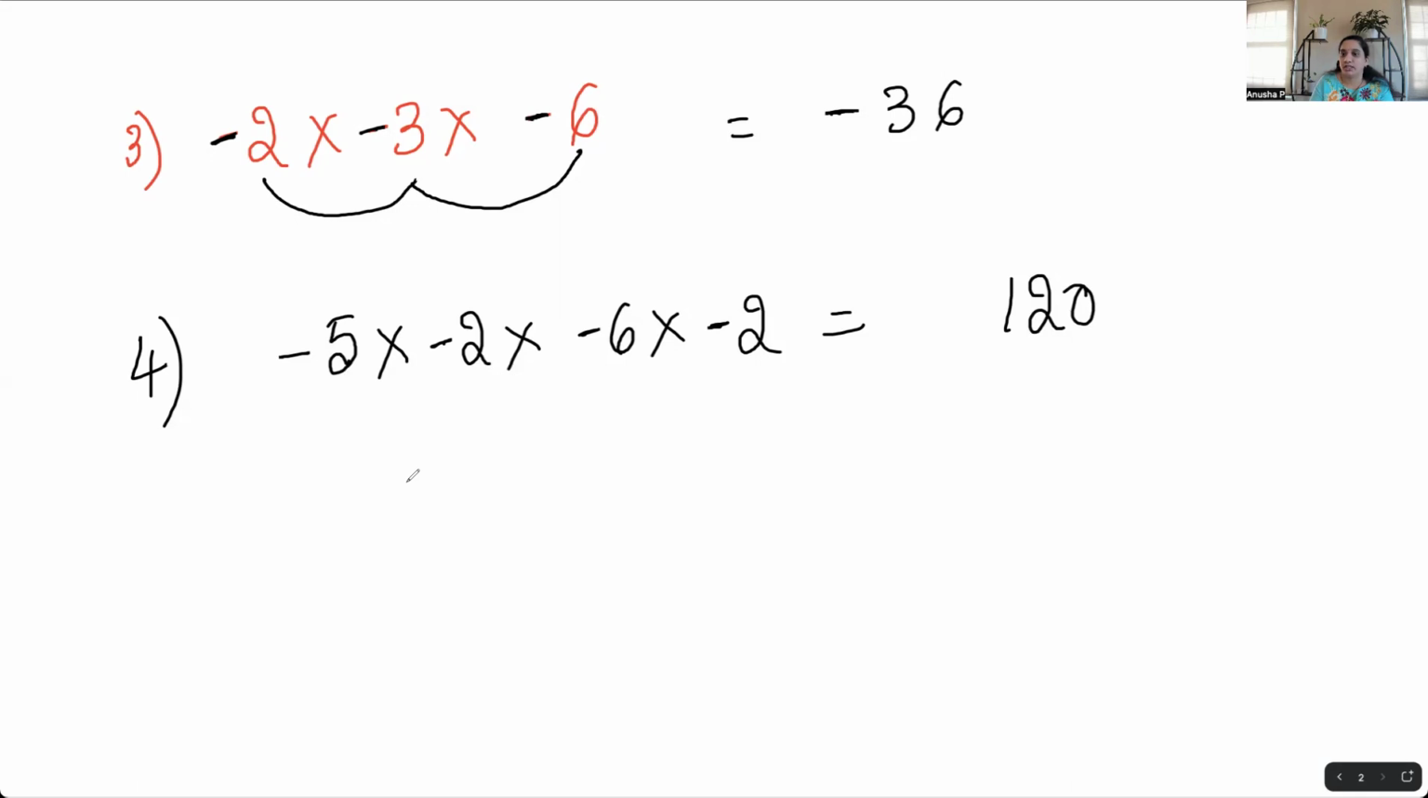And now we have to check the number of negative signs. Here we have 1, 2, 3, 4. 4 negative signs. So we have an even number of negative signs in multiplying integers.